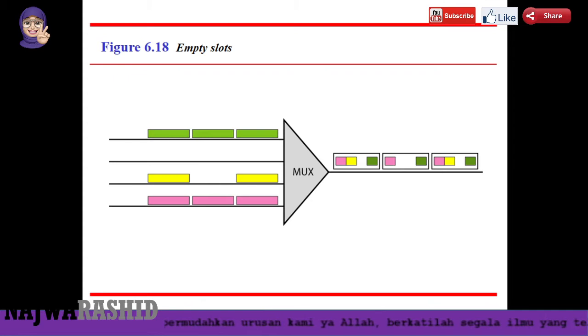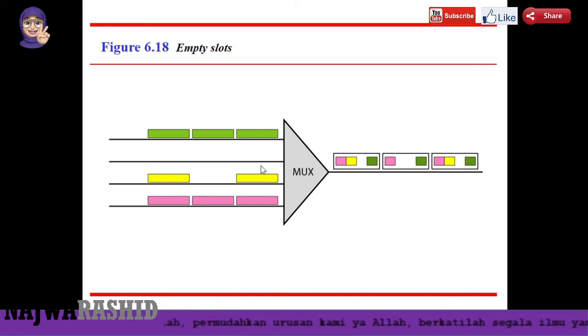Okay, the next part we go for the empty slots under the synchronous TDM. Let's say we have 4 channels, 4 devices that transmit the signal. But at a certain time, only several channels have signal. Only several devices produce signals. For example, we have green, yellow, and pink. We have 4 devices, but only green, yellow, and pink send the signal. So we still allocate the empty slot for channel number 2.